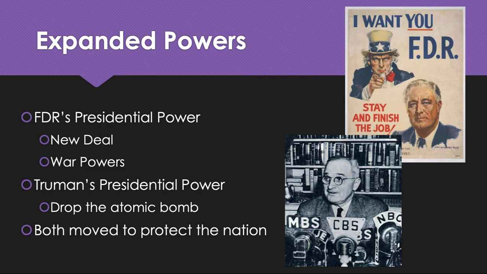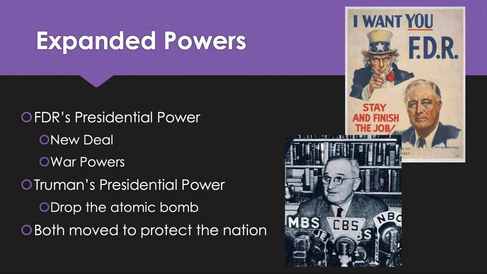The use of the war powers is going to take the U.S. manufacturing and grow the output by 300% during the war, despite any disparities that we saw from the Great Depression. So FDR just on steroids with the presidential powers during World War II.